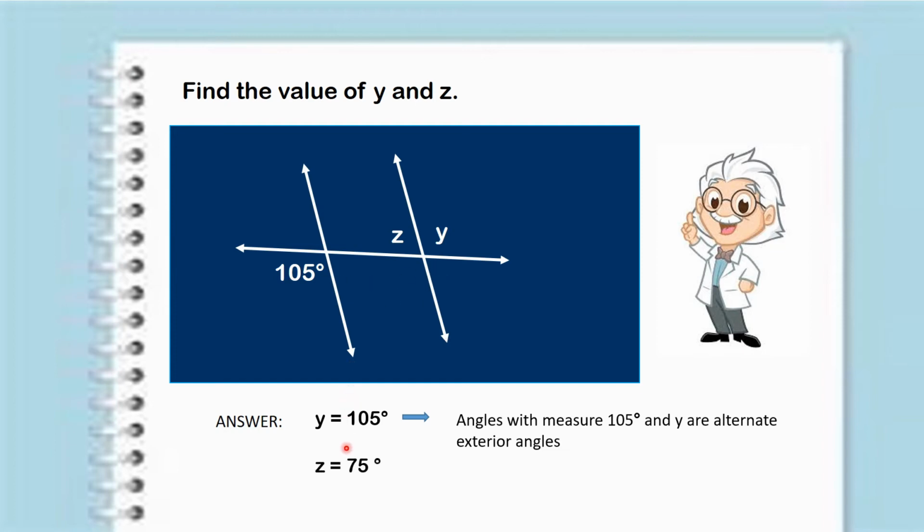And the value of z is 75 degrees. How do we get 75 degrees? z and y are a linear pair. So, if we have here 105 degrees as the value of y, then 180 degrees minus 105 degrees is 75 degrees, since they are supplementary because they are a linear pair.